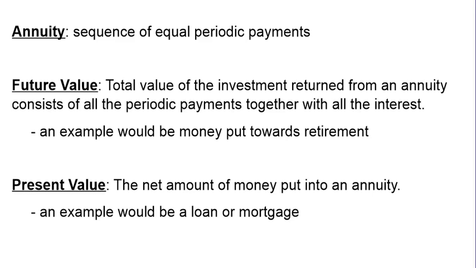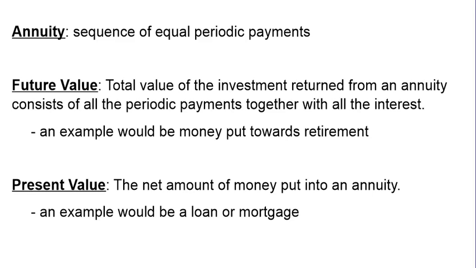A few more terms. An annuity is a sequence of equal periodic payments. Okay, so every month for my salary at the school, I get 2 checks per month. Out of each check, a certain percent, or actually a constant number, a constant value, goes into my retirement plan. Okay, that's an annuity. A mortgage on a house. Okay, you have the same payment every month that you're making on that mortgage, that's an annuity.